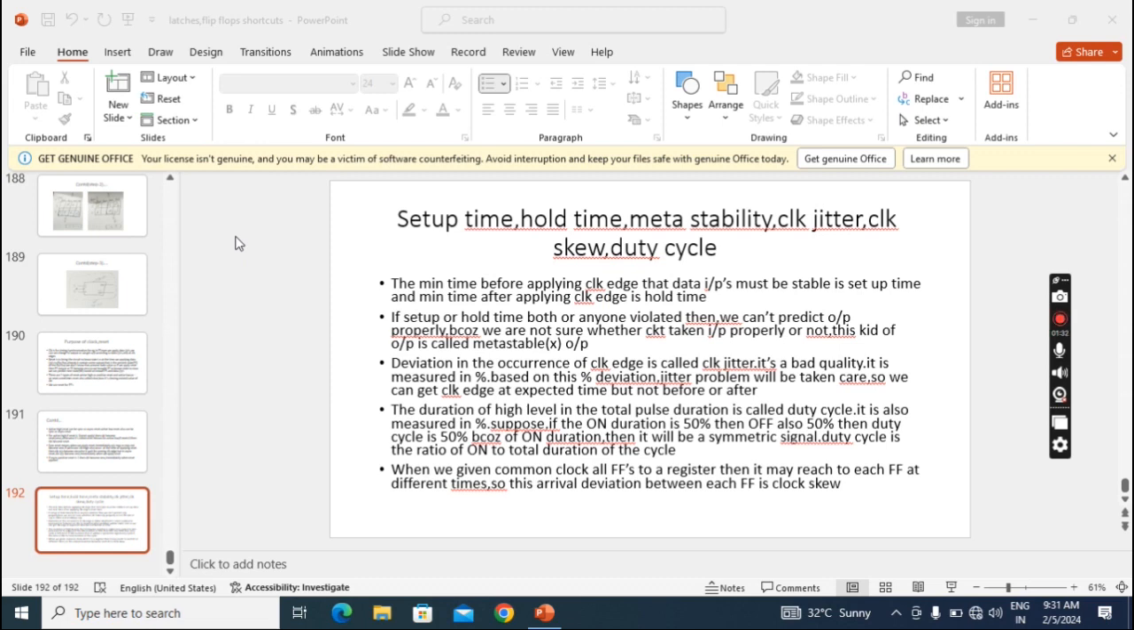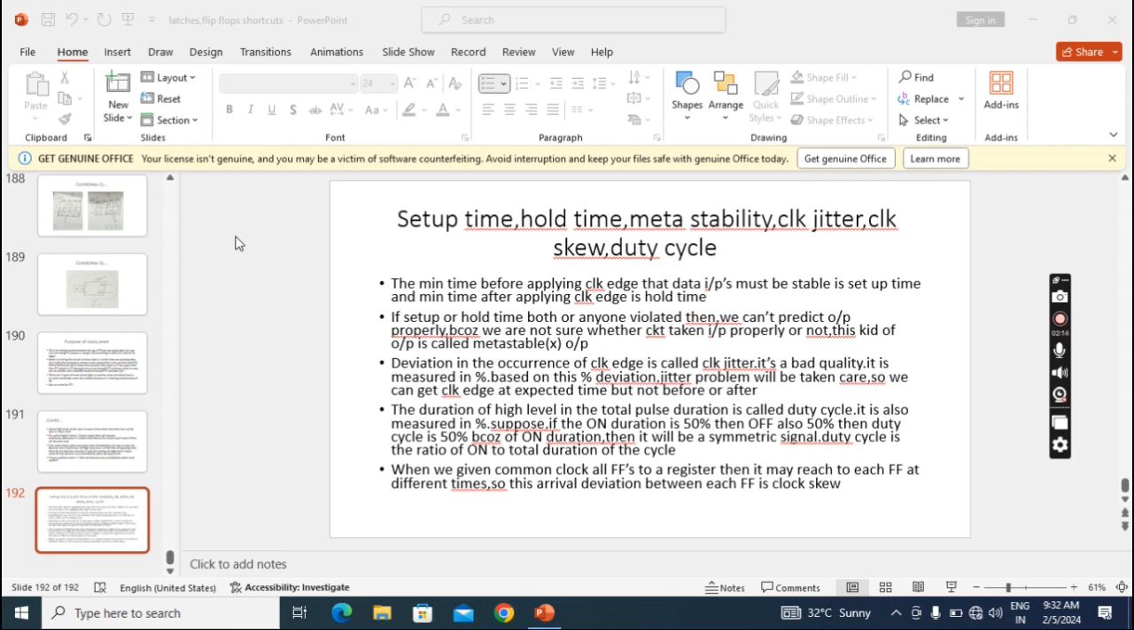Now coming to clock jitter. We know clock edges will occur, and we expect the clock edge at a certain time. Because of jitter, that clock edge may occur before the expected time or after the expected time. This deviation of the occurrence of the clock edge with respect to the expected time is called clock jitter. It is measured as a percentage, so that based on that percentage we can understand how much deviation is happening, so that we can solve that jitter.